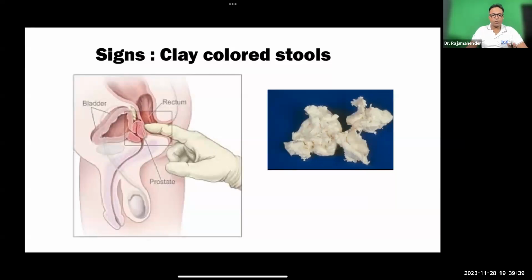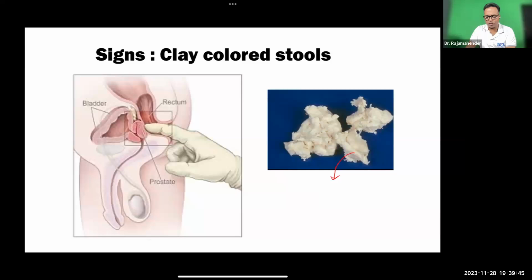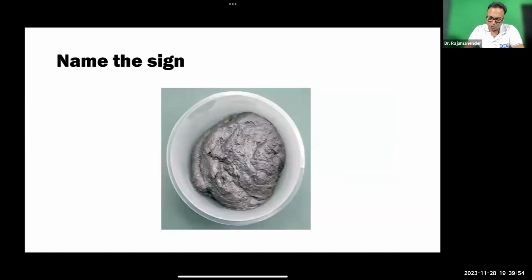And finally, don't forget to tell that I will do a per rectal examination to look for clay colored stools. This is the clay colored stool you are seeing here in the patient. This is a classical stool because there is no bile pigment mixing. So the stools will be pale white or clay colored like this. Sometimes you can get a stool like this.